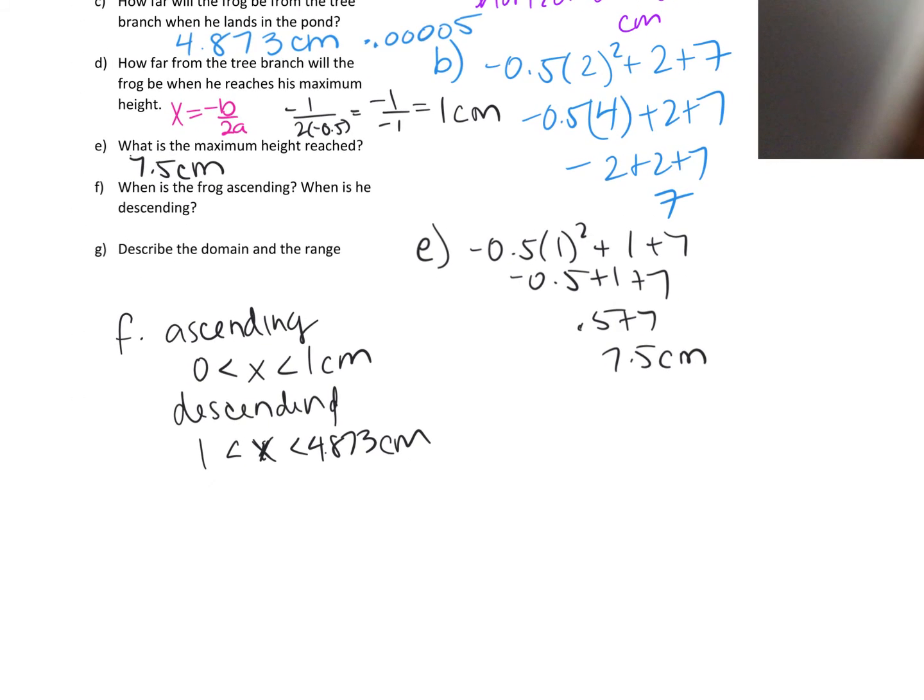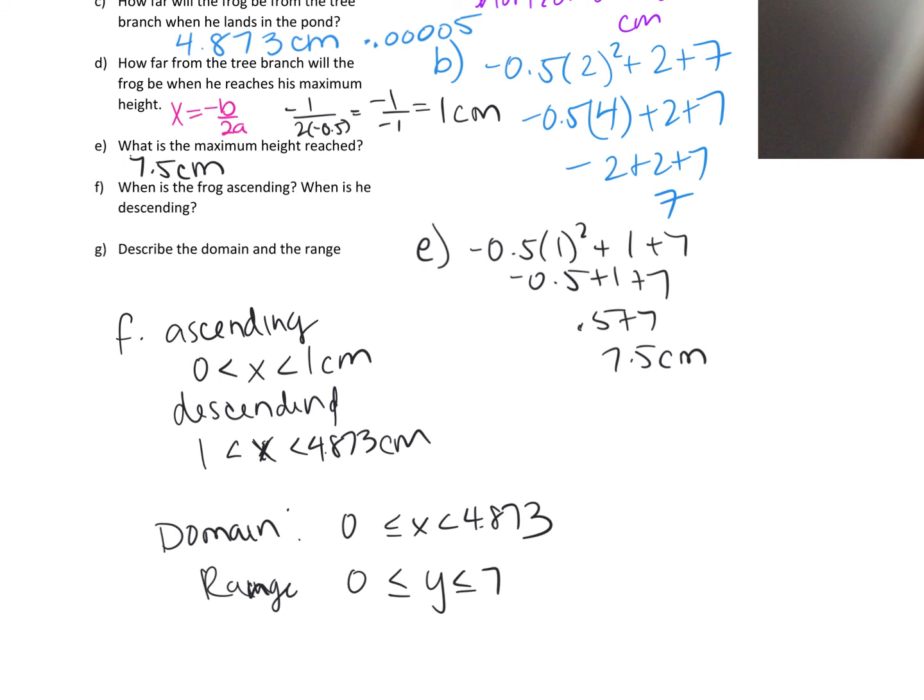And then describe your domain and range. Well, my domain is from 0 to where he lands, 4.873. And my range is from 0, the ground, to his maximum, 7.5.